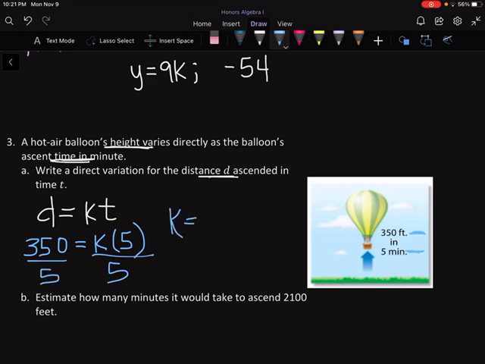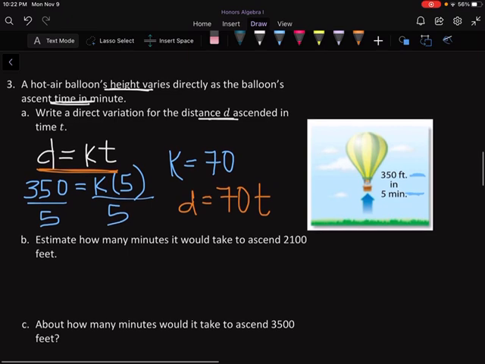So k is equal to 70. So my direct variation equation would be d is equal to 70t. We got to follow the formality of those variables. What's specific in this section is that we're going to have variables besides x and y that we've been using.